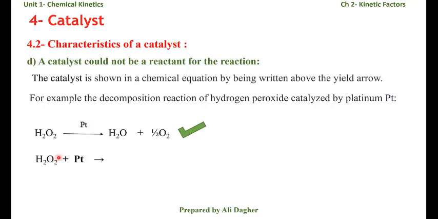If we write H2O2 plus Pt gives H2O plus half O2, this is a wrong writing of the equation, because in this case we consider Pt as a reactant, because reactants are written before the arrow. If we put the catalyst before the arrow, then we consider it as reactant, and this is wrong. The catalyst should be put above the arrow, not before the arrow. Then a catalyst is not a reactant.